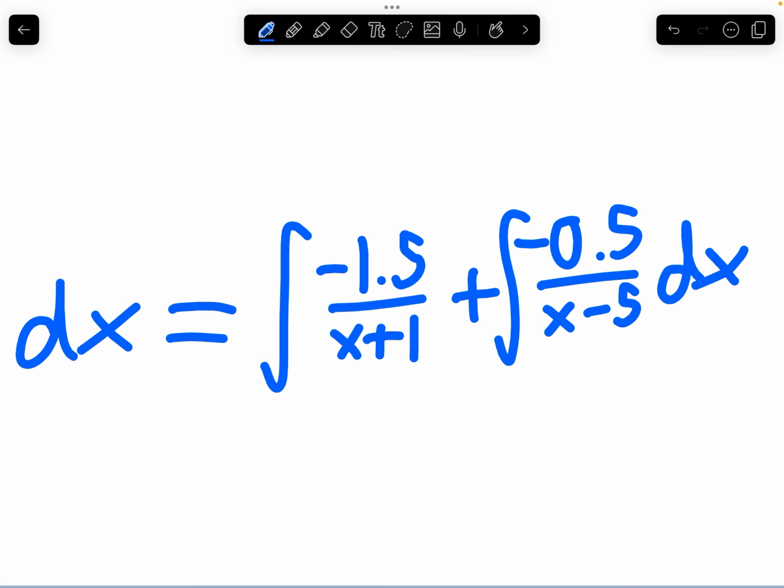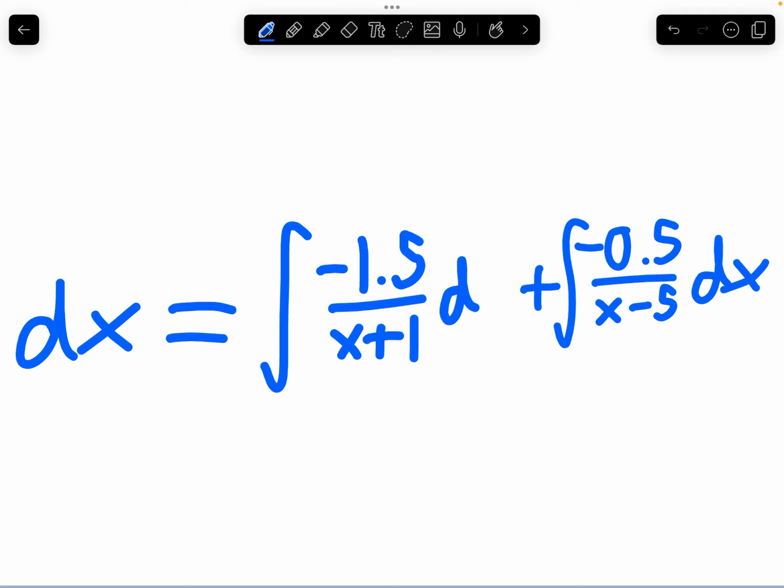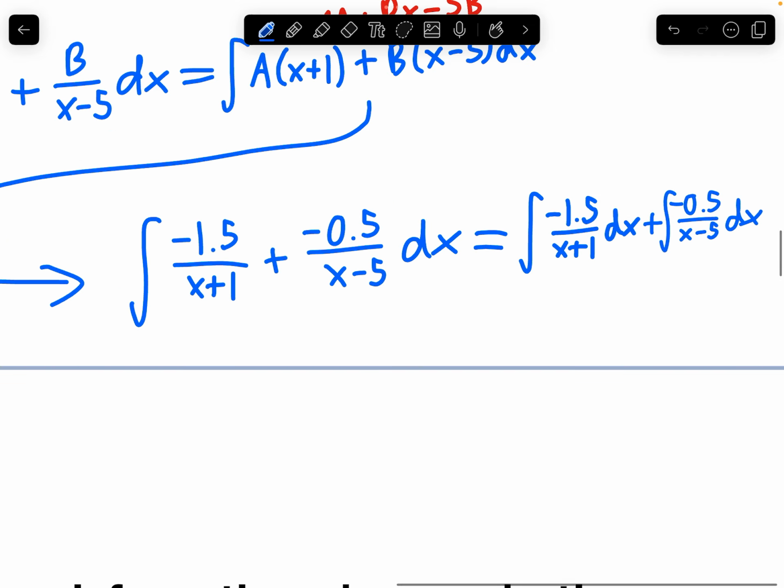Hold up. I just copied the same equation over, didn't I? Let's just do a bit of rearranging. There you go. That looks about right. Great. And now we can just solve each of these integrals separately.